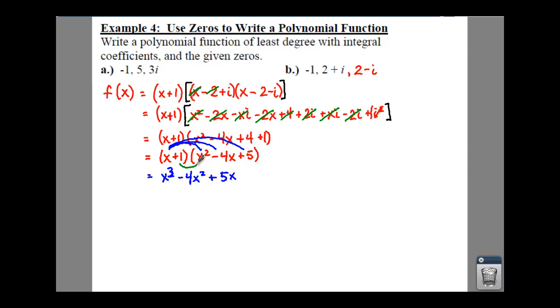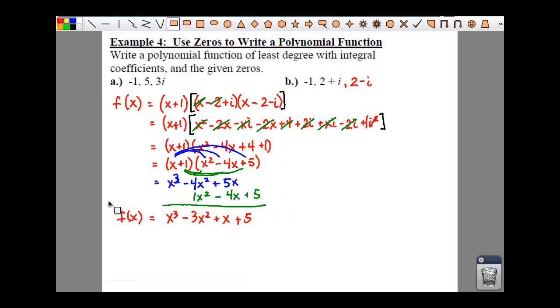Now I want to distribute my 1 through everything. 1 times x squared is just 1x squared, so I'm going to put that underneath here. 1 times -4x, put that underneath my 5x. 1 times 5 is plus 5. So what I can do is just add these down, and do not forget about your f of x equals. If you don't have f of x equals, that's not going to be a function. So we add them down. We have an x cubed minus 3x squared plus an x plus 5. That is how you write your polynomial function if you have a lovely 2 plus i, 2 minus i.